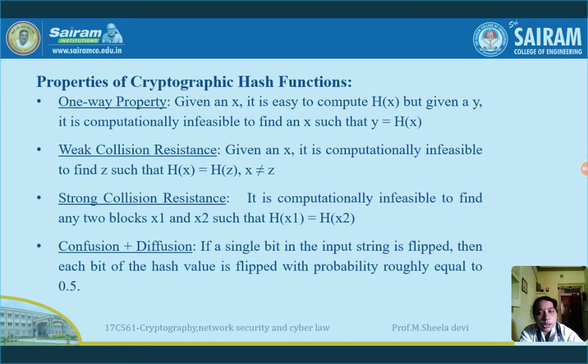I'll read out the property now. Given an x, it is easy to compute h of x, but given a y, it is computationally infeasible to find an x. Reverse will not work. You can always go in only one direction. That is the one-way property. The second is weak collision resistance.